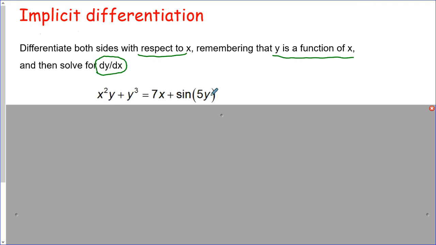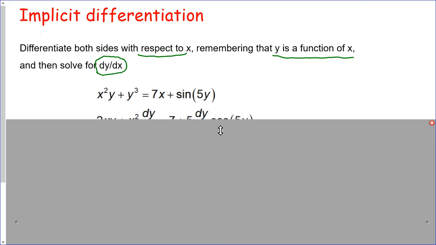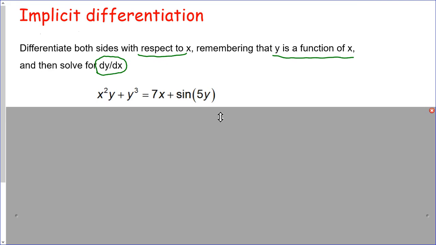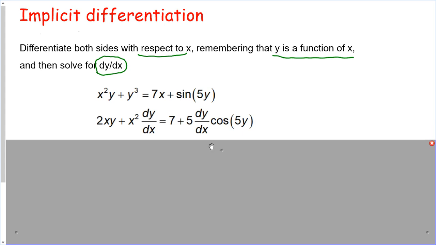This is often used for non-functions, in fact, graphs and relationships that are not functions. Right, so let's have a look. This first piece is a product, x squared y. So we're going to differentiate the x squared and multiply by y. Then we're going to add the derivative of y times x squared. And that's this piece over here.